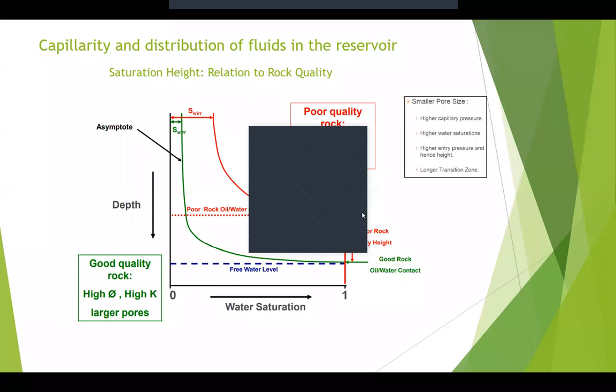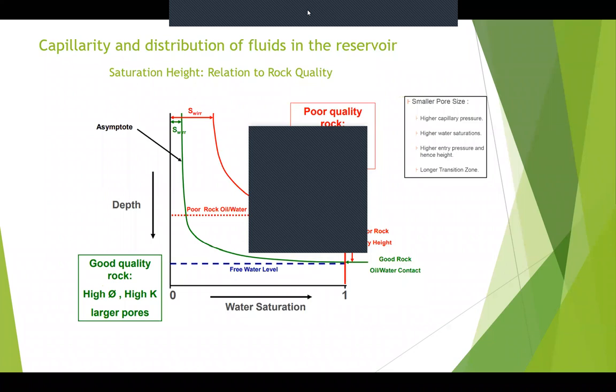The second question, how to get m and n parameters for the Archie equation? Yeah, we get it from the core measurement. In the core measurement, you just measure the saturation index and the cementation exponent index. So you get it from the core measurement.